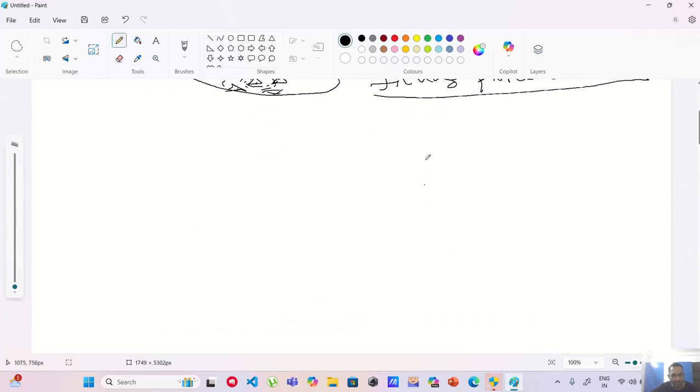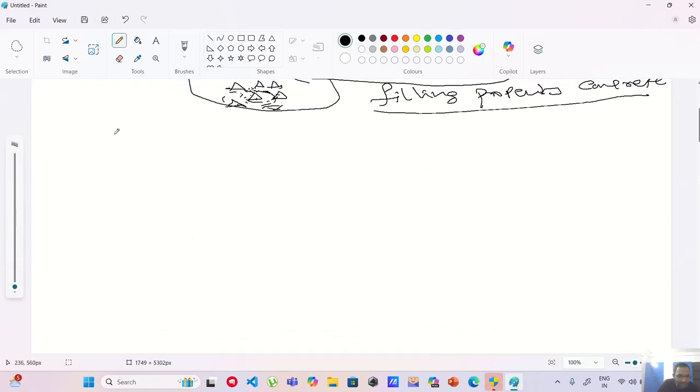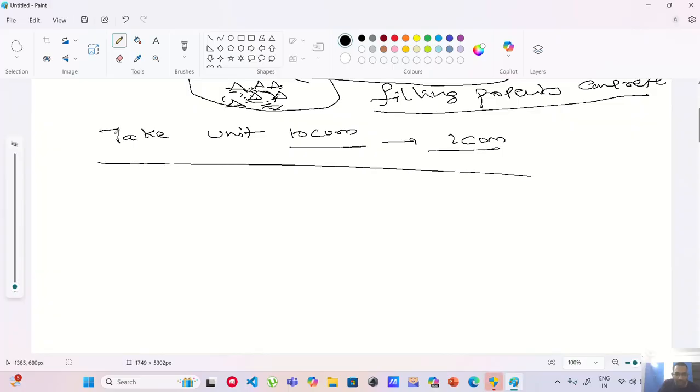Before starting this problem, the unit is 1 cubic meter that we have to calculate. First of all, I am taking the unit as 10 cubic meter. It means I am calculating the rate for 10 cubic meter of work, and finally converting it into 1 cubic meter. This is my concept, and this is the procedure.